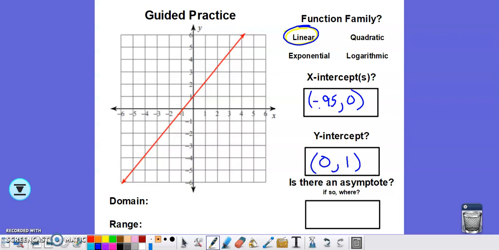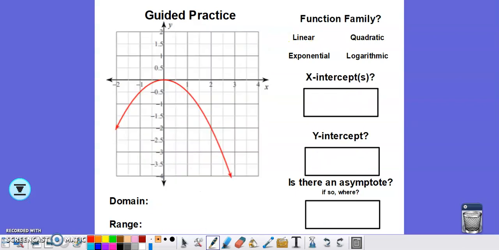Do I have an asymptote? No, I don't. Domain. So it's really important to know that x is going to be all real numbers here, and y is also all real numbers. Remember, unless you have a vertical or a horizontal line, unless we have x equals the number or y equals the number, it's always going to be all real numbers for both domain and range. Alright, let's hop to the last one. You can do the other two in there for practice.